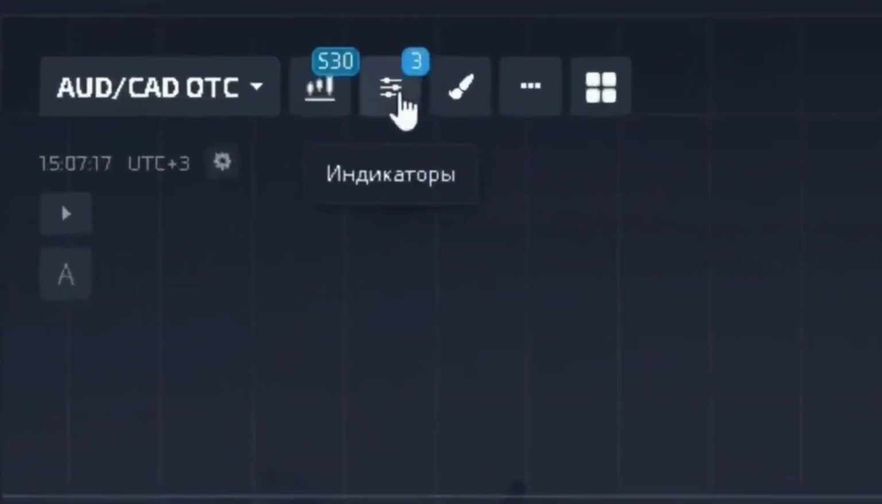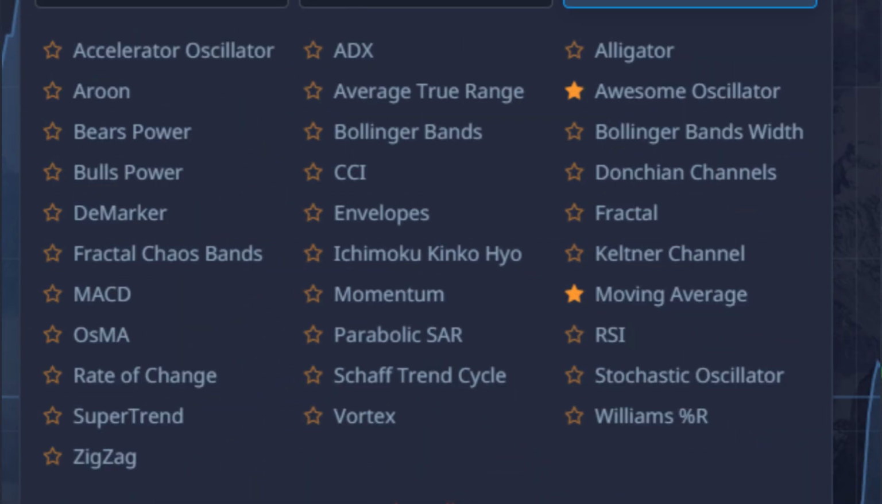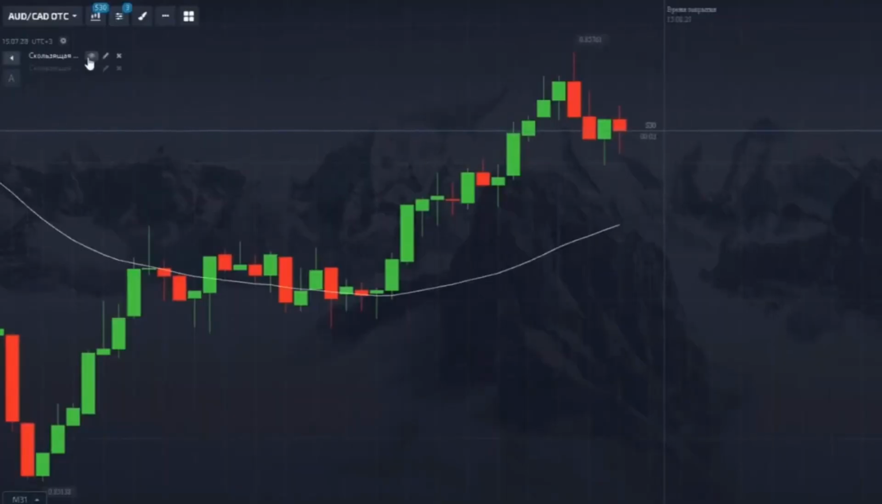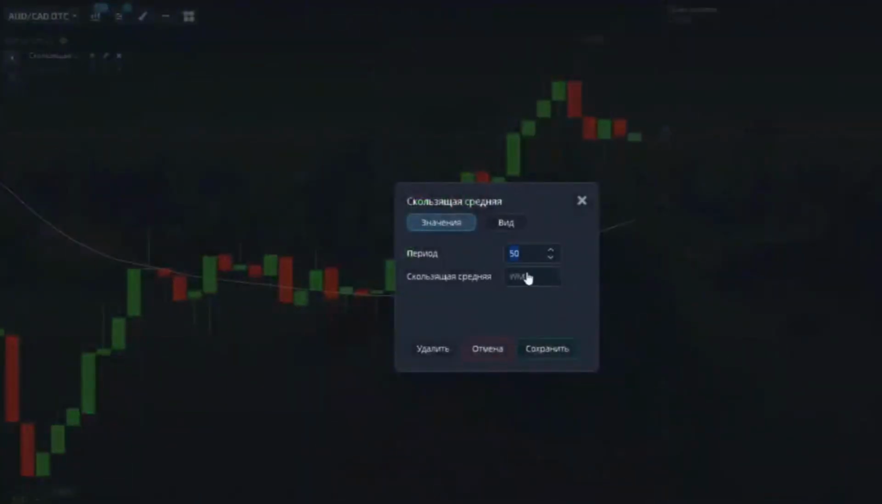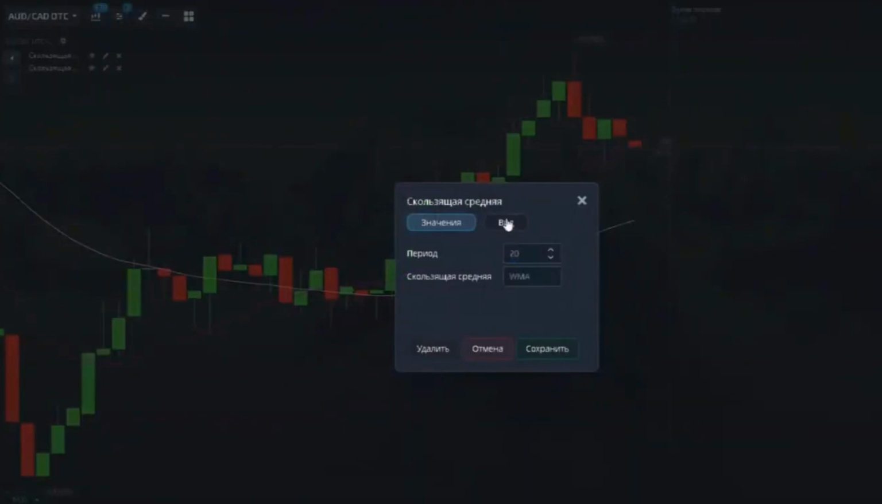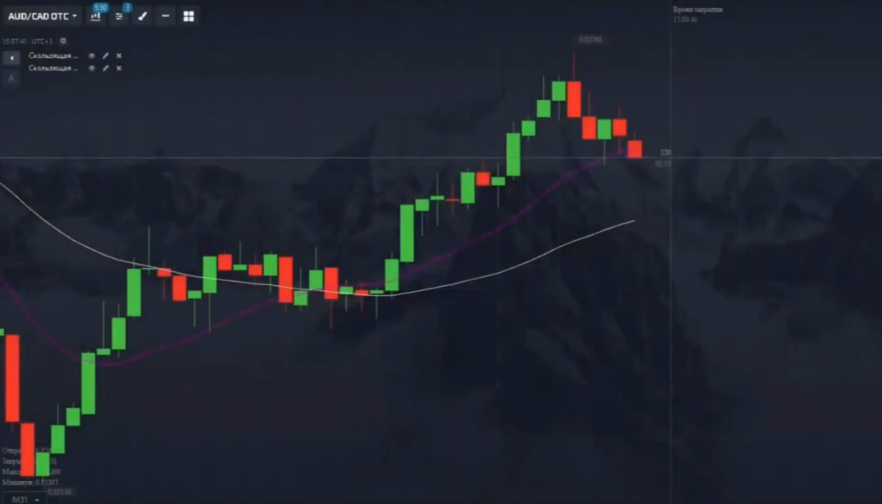Click on Indicators and select 2 indicators here, an oscillator indicator and also the moving average indicator. But for the moving average, click it twice, meaning we select 2 moving averages. After that, we start configuring the first moving average. You can either pause the video or go to my Telegram channel. I've already posted all the settings for these indicators there. That's it. Let's configure these moving averages.